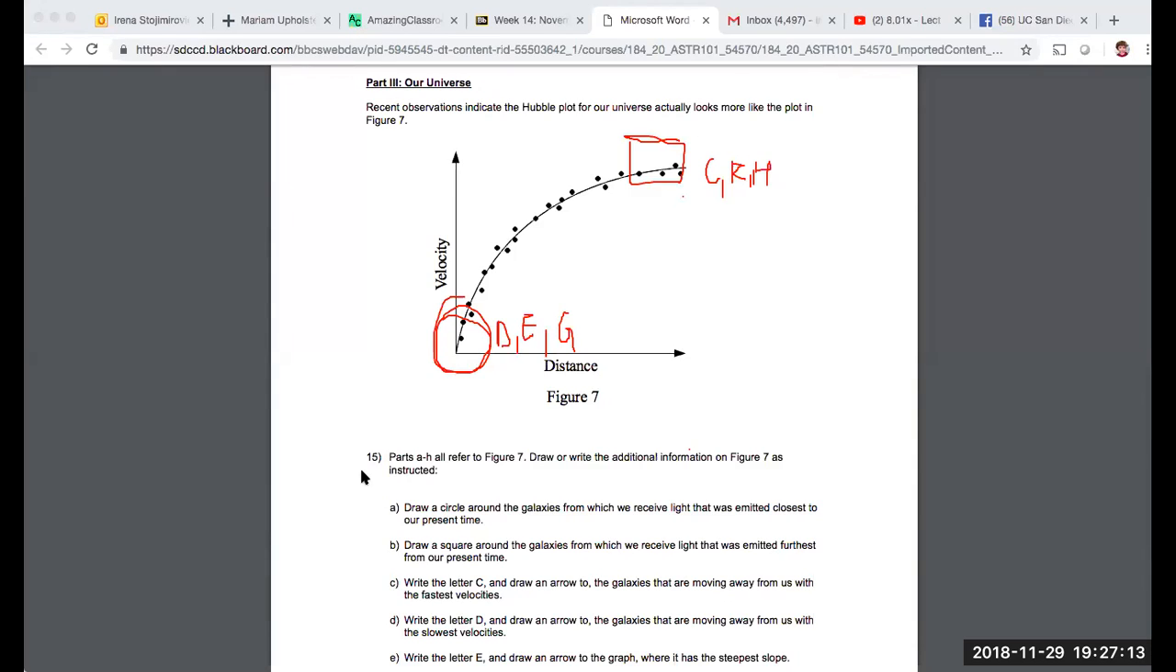Okay. Make sense? Yep. Okay, good. Thank you. No problem. This is really confusing, I think.